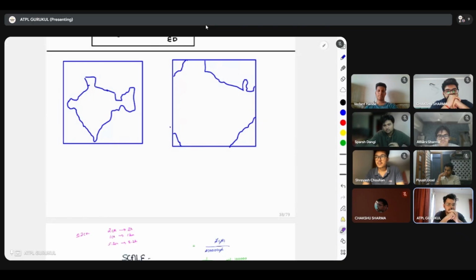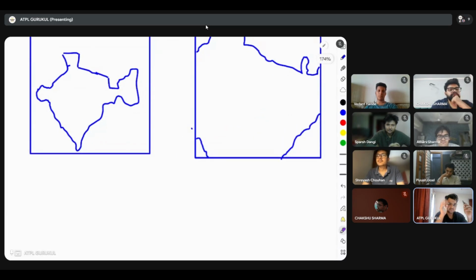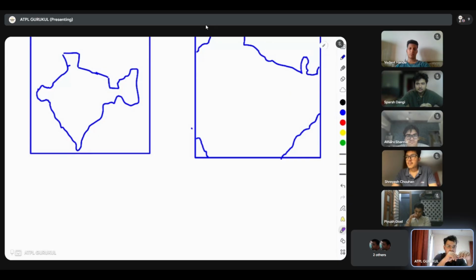So let's see which scale is smaller and which scale is bigger. Vedant thought it was convincing. Piyush thinks it is convincing. Sparsh is also convinced in a different way. So what is the real deal? Let's have a look.